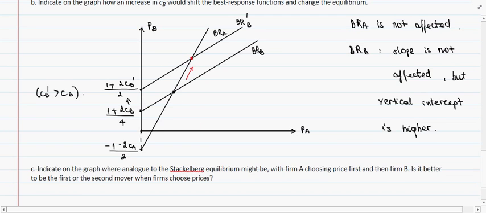The reason for that is that firm B has a higher cost now, so firm B will have to charge a higher price to cover the cost. And following the best response function for firm A, when firm B is charging a higher price, firm A is going to have a higher demand, and therefore firm A is going to be charging a higher price as well. And therefore we are moving along the best response function for firm A from this equilibrium to this equilibrium over here, where the two firms end up charging higher prices.